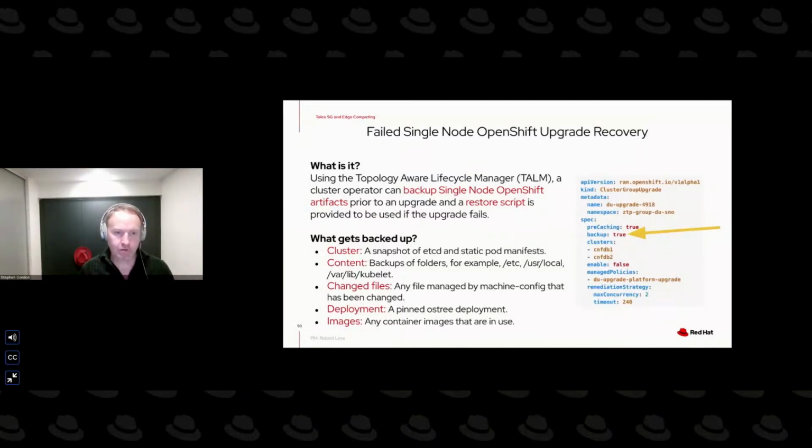What gets backed up in that situation? The cluster itself, including the etcd and static pod manifests, backups of all the important folders on the node, any file that was managed by machine config that had been changed, the deployment itself, so a pinned version of the OS tree that is in use on that node, as well as any container images that are in use. There is an API here on the right, cluster group upgrade, where you can set backup equals true, and that's how you manage this particular capability.